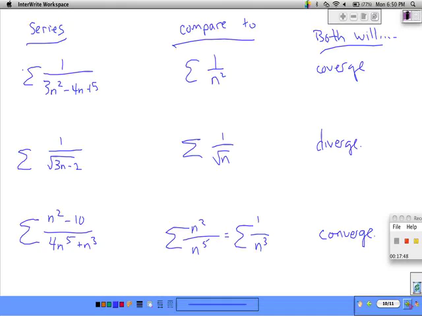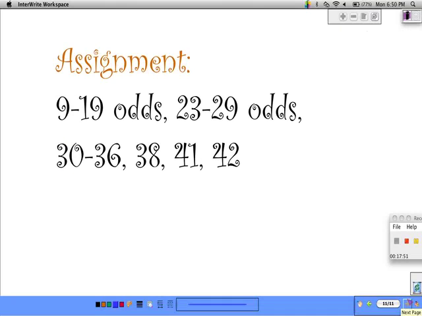diverges. So here are the problems that go with this section.